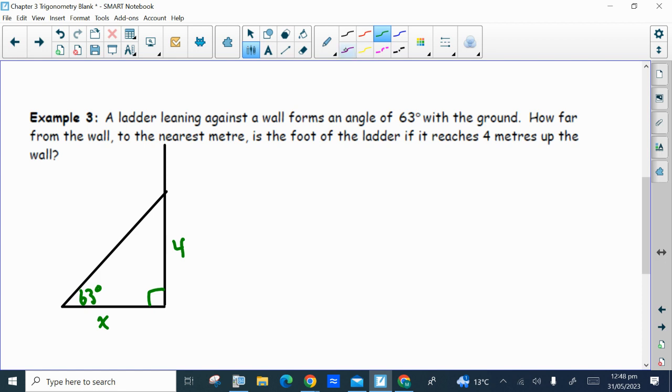So now we need to label the sides of the triangle. Side across from the right angle is the hypotenuse. We're going to use this angle of 63 degrees. The side across from that is the opposite. The third side is the adjacent side.